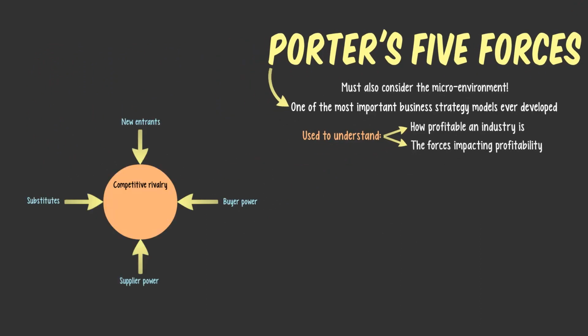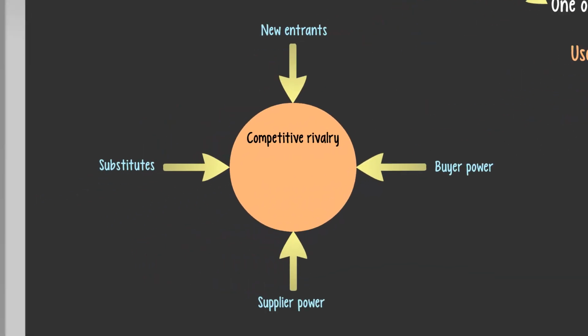You can see them there: new entrants, buyer power, supplier power, substitutes, and competitive rivalry right in the center. So these 5 forces, we're going to look at all of them in this section. Indeed, part of the tool is looking at all of these forces individually, and then once that's been looked at, the balance is taken over.